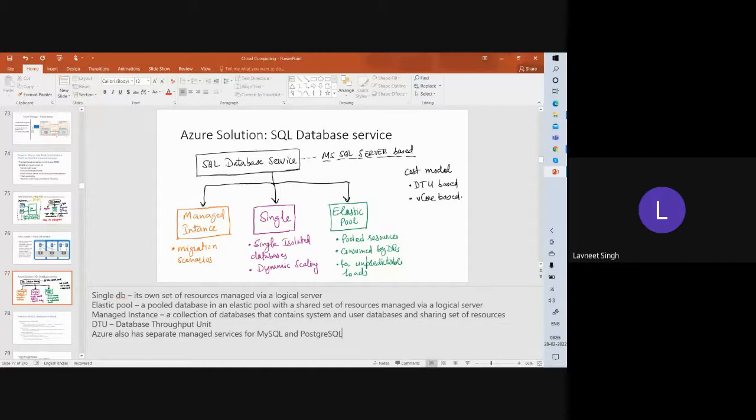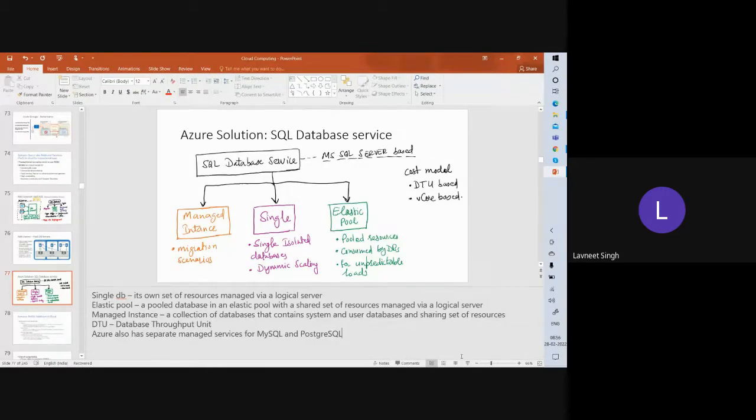Like this SQL database service, Azure also provides services for MySQL and PostgreSQL, and you should also check if Azure now also has a PaaS service that supports Oracle. So check that out, because these notes could be a little older, and new developments keep coming. So let me know so that I can update my notes also.